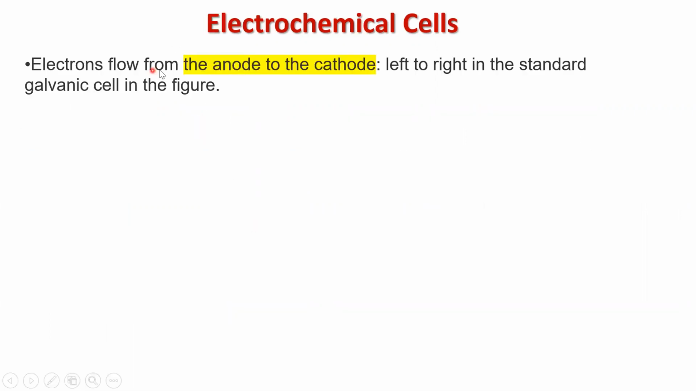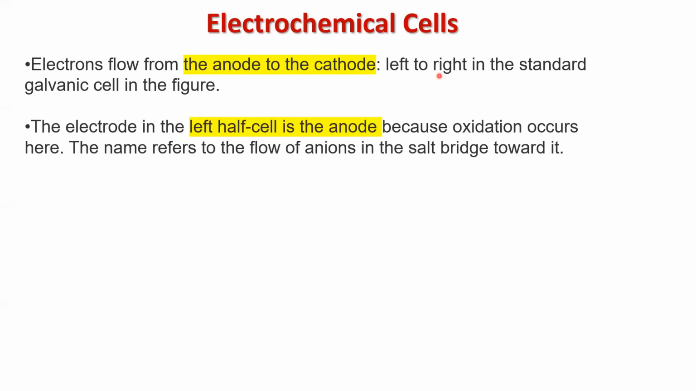So the electrons flow from the anode to the cathode, alphabetical. Electrons always go from A to C, okay? From the anode compartment to the cathode compartment, or from the oxidation half reaction to the reduction half reaction. And just by convention, we put the anode compartment on the left-hand side and the cathode compartment on the right-hand side. So the electrons are flowing from the left compartment to the right compartment.